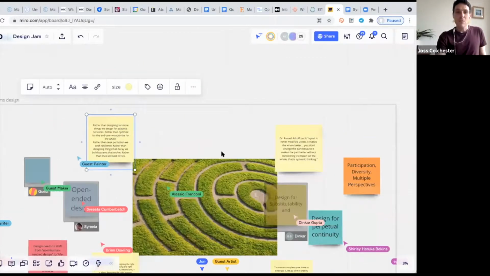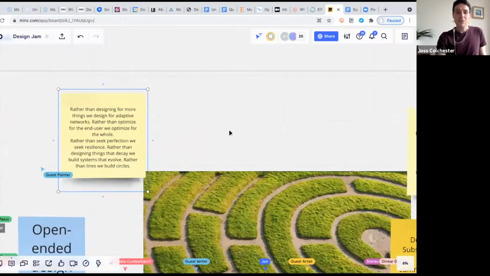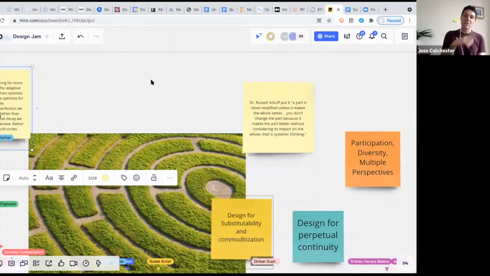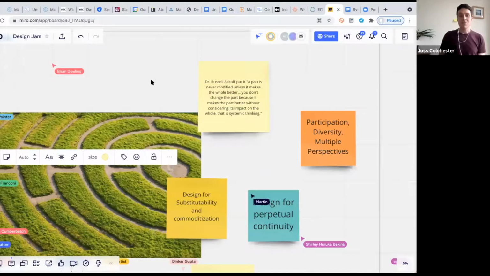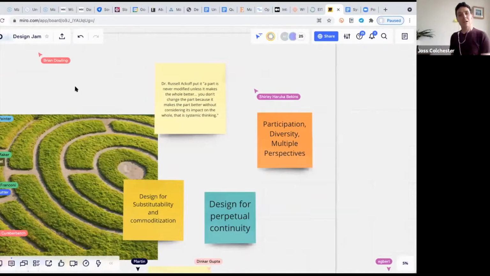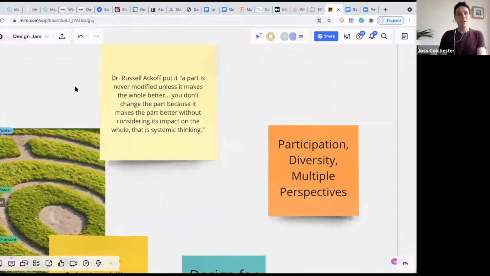Rather than lines, we build circles. I think that is the thing with systems: it's about circles, feedback loops, things going around in circles, and shifting everything from a line to a circle. So Russell Ackoff, we heard the quote there. He was an architect, had a lot of interesting things to say about design. He said, a part is never modified unless it makes the whole better. You don't change the part because it makes the part better without considering its impact on the whole. That's systems thinking. It says it all, I think, in one little paragraph like that. It's really what we're looking for.